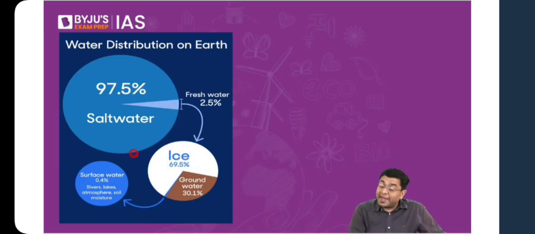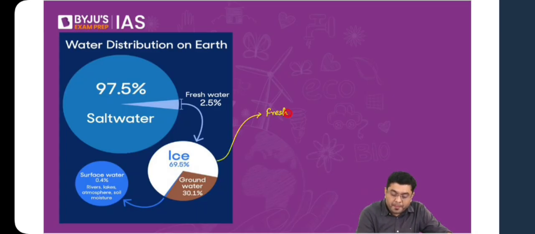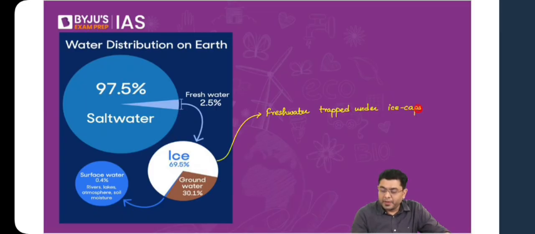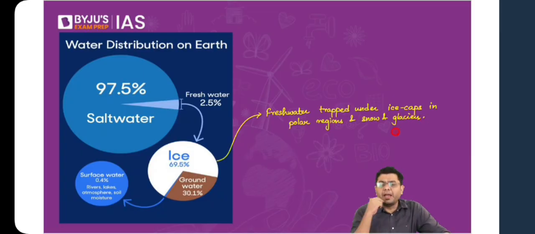So here, understand this, and UPSC had asked a question about this in 2021 about which has got the larger share of fresh water. So after ice, the ice caps, that is, here the ice represents the fresh water trapped under ice caps in polar regions and snow and glaciers. Okay, even in high altitude mountains, for example, Himalayas, they are very famously referred to as the third pole. So that is where you have the presence of the ice caps.